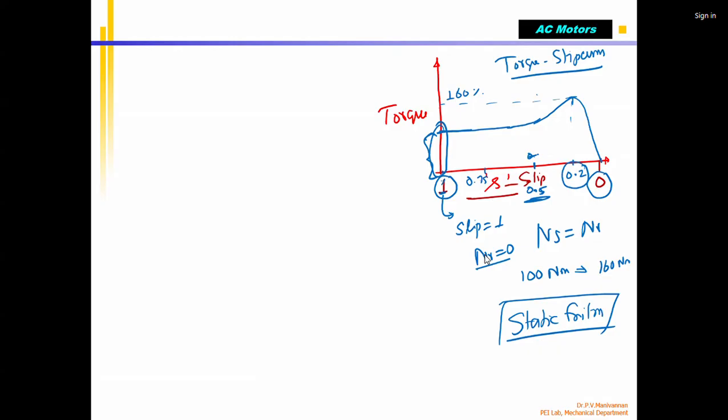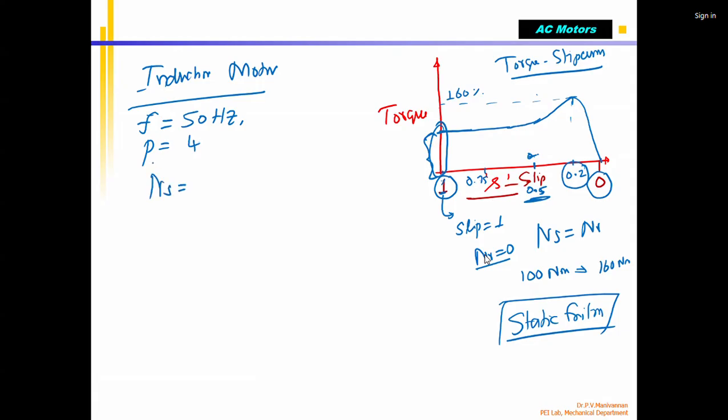Okay. Then, for example, I have an induction motor, and it is run by a supply frequency F equal to 50 Hertz, and the number of poles P equal to 4. We can calculate the synchronous speed N, and it runs with a slip. Slip equal to 0.5, it can be anything. I told you slip can be 1 to 0.